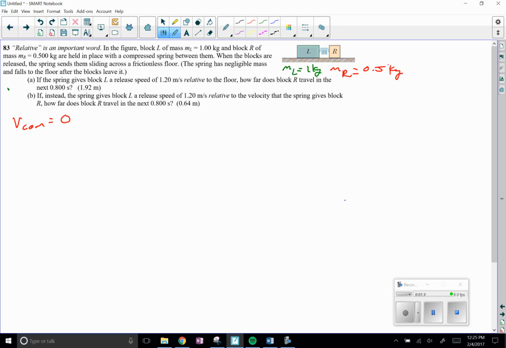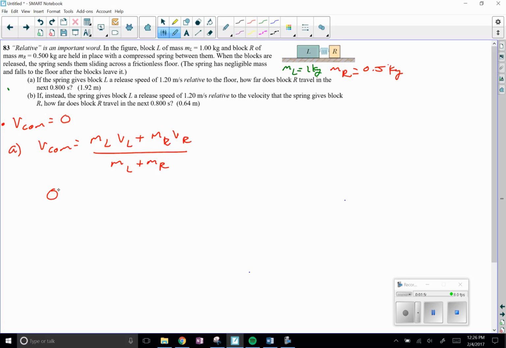So here's the deal. In part A, it says the spring gives block L a release speed of 1.2 meters a second relative to the floor. So all of these, when I talk about the velocity of center of mass, I'm talking relative to the floor. How far does the block travel in the next 0.8 seconds? So the velocity of the center of mass should be the mass of block L times the velocity of block L relative to the ground, plus the mass of block R times the velocity of block R relative to the ground, divided by my total mass, the mass on the left plus the mass on the right.